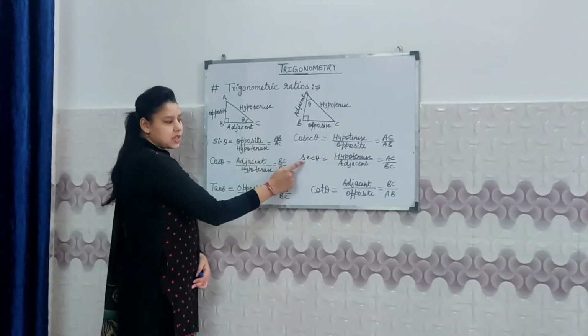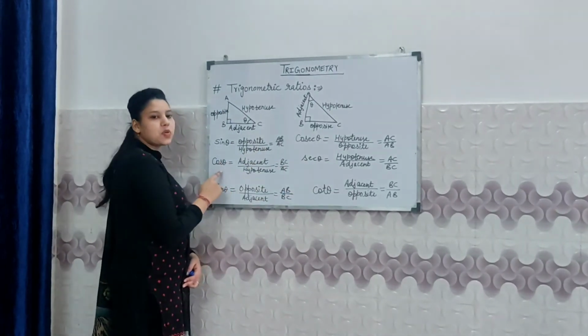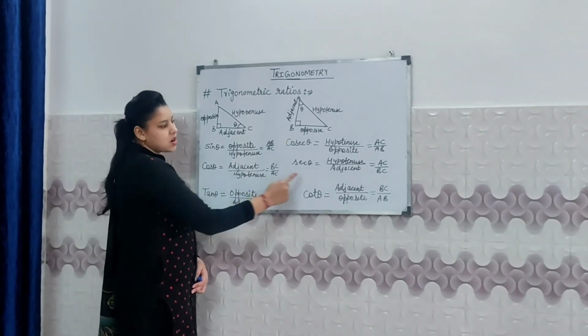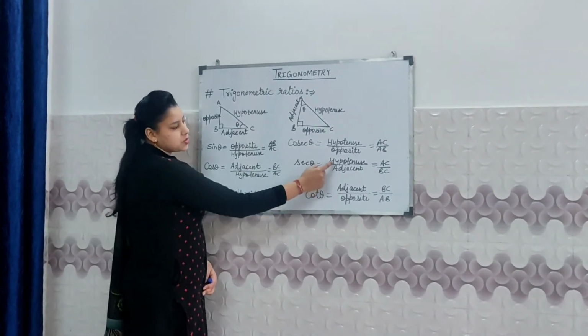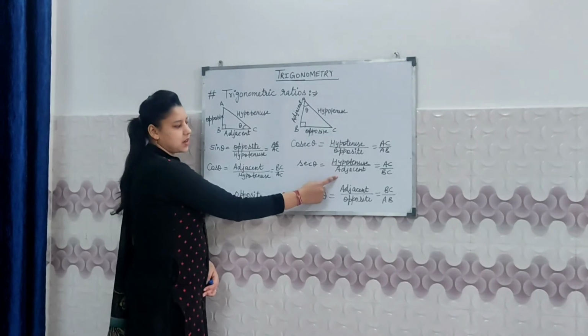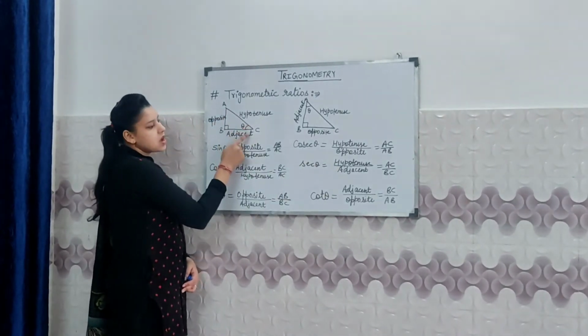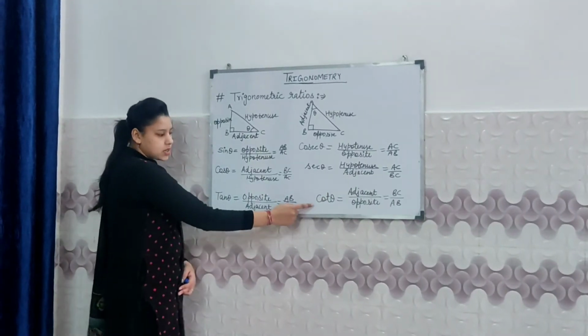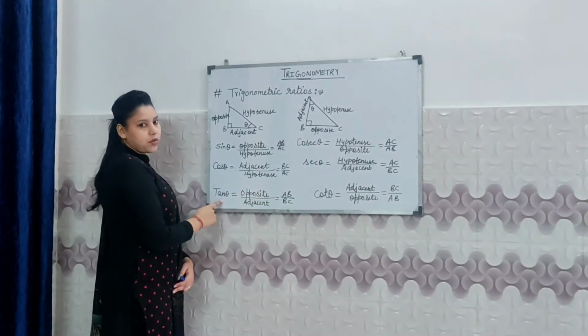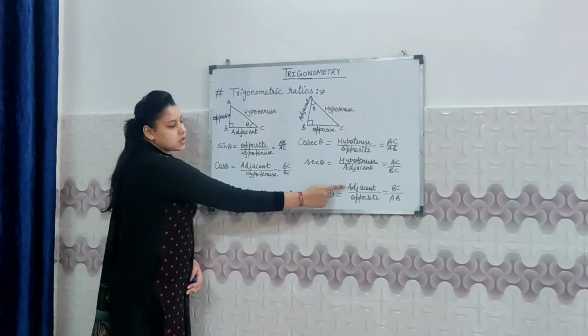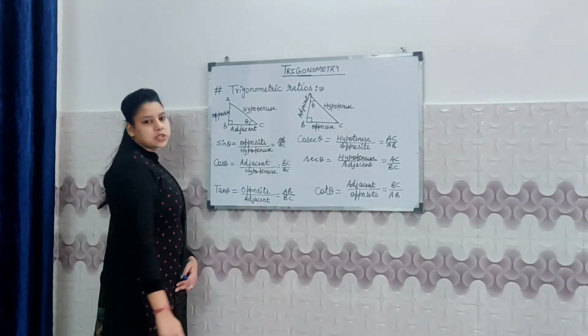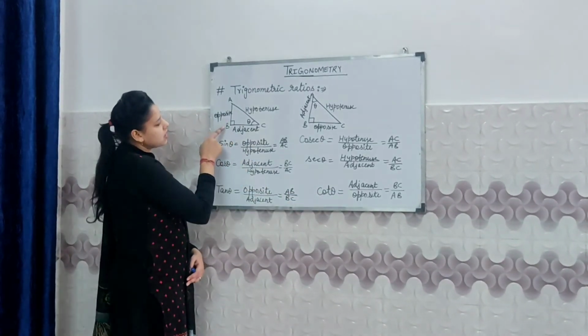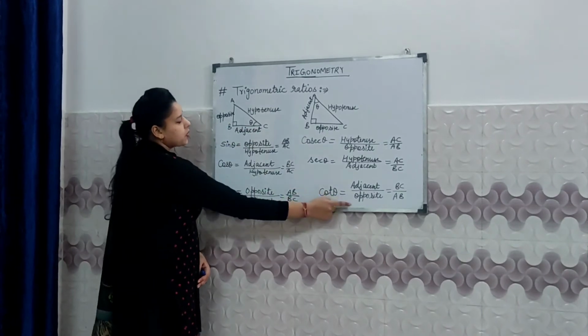Sec theta is also the reciprocal of cos theta, that is, sec theta equals hypotenuse upon adjacent side. Hypotenuse is AC and adjacent side is BC. Now cot theta is the reciprocal of tan theta, that is adjacent upon opposite side. Adjacent is BC and opposite is AB.